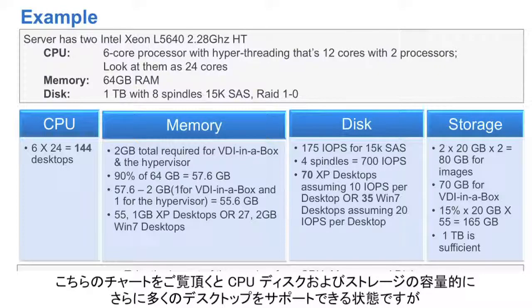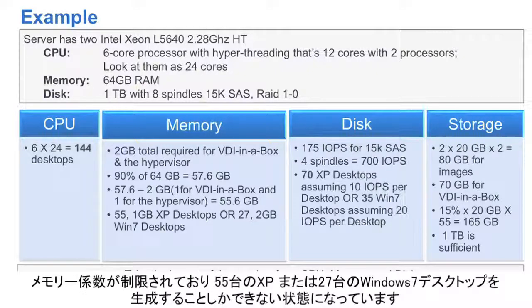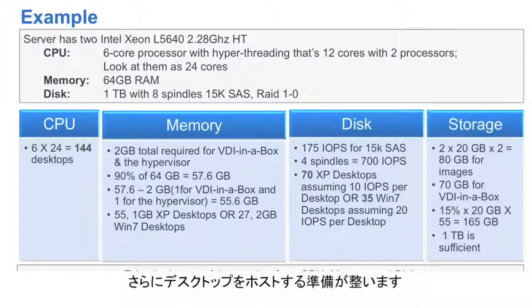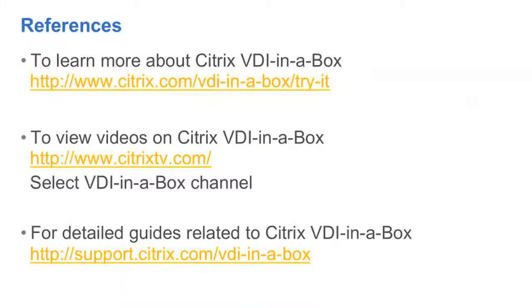You can see in this chart that while our CPU, disk, and storage capacities can support more desktops, our memory column is the limiting factor, only allowing us to generate 55 XP or 27 Windows 7 desktops. In the future, if we wanted to add more desktops to this server, all that would be necessary would be an addition to the RAM, as the rest of the machine will already be capable of hosting more desktops.